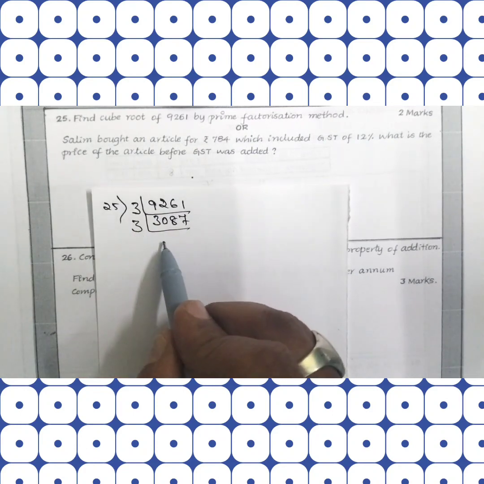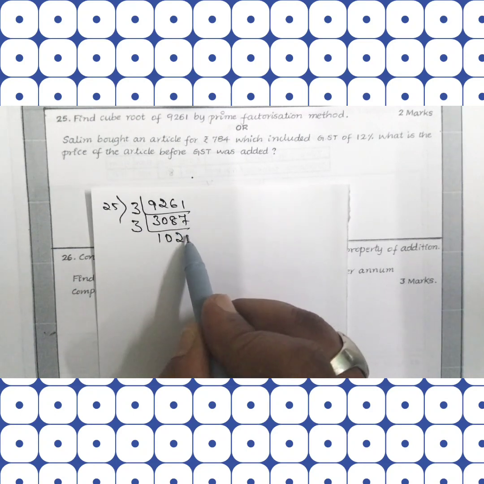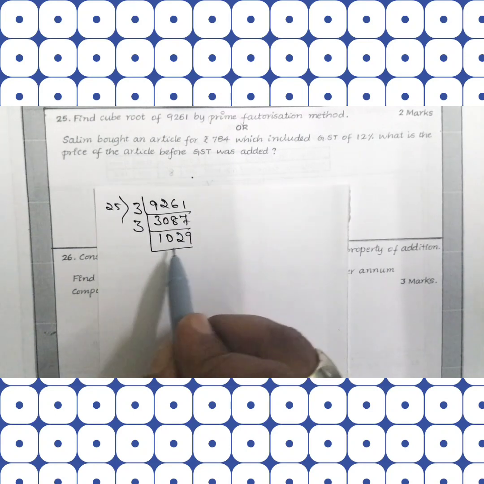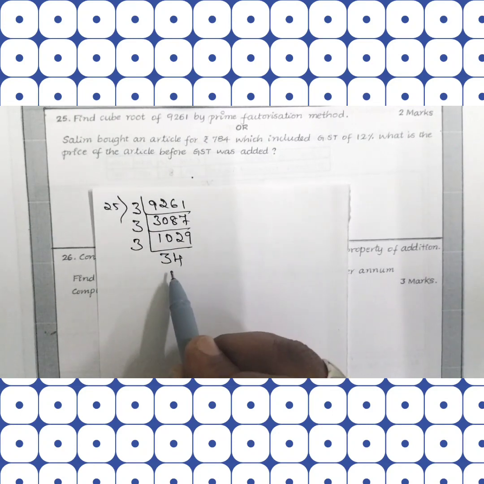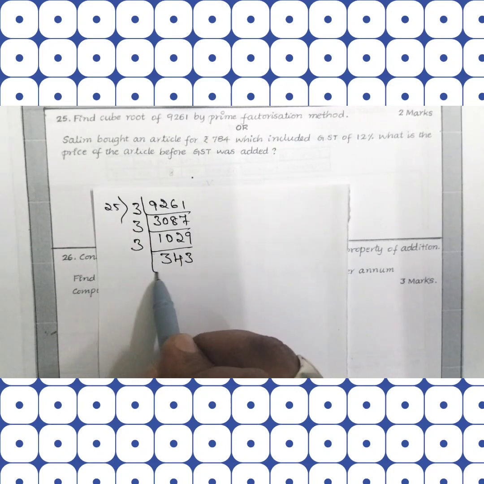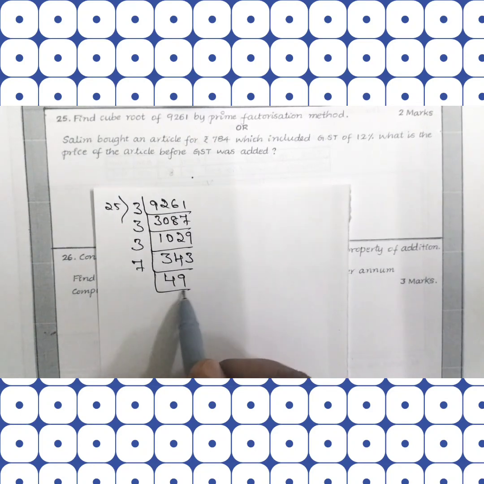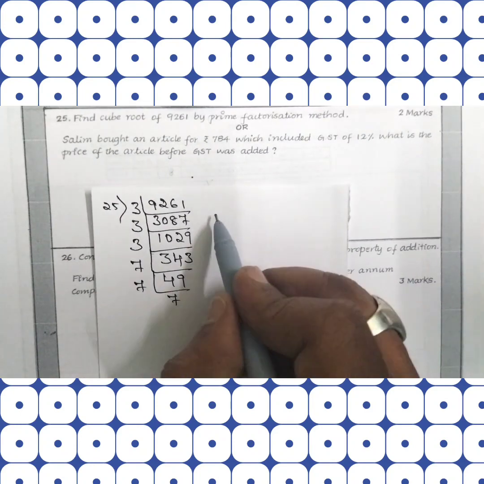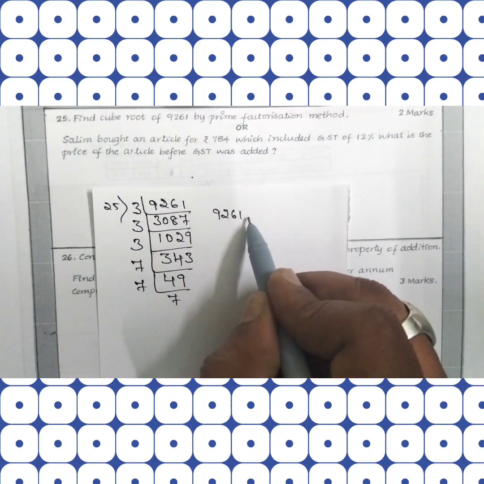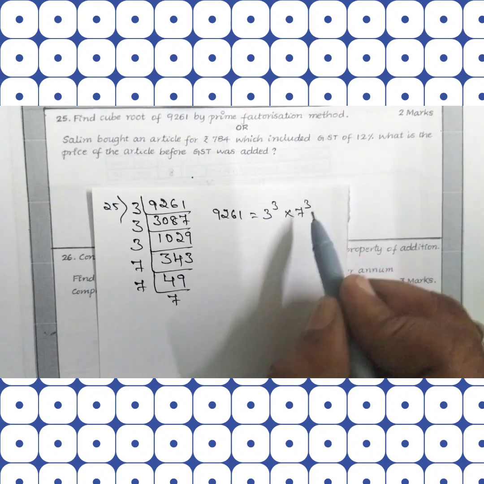Now again divide by 3. 3 1s are 3, 0, then 3 2s are 6, 2 carried, 27, 3 9s are 27. Now 3 3s are 9, 1 carried, 12, 3 4s are 12, then 3 3s are 9. Now divide by 7: 7 4s are 28, 6 carried, 63, 7 9s are 63. Again by 7, 7 7s are 49. So now 9261 can be written as 3 to the power of 3 into 7 to the power of 3.